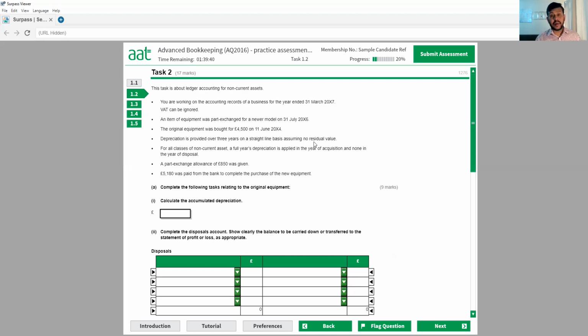If there is a residual value, we minus it from the cost and divide by the number of years. But if the question says there is no residual value, we don't have to worry about that. So 3 years. 4,500 is the cost, divided by 3. It will give me the depreciation per year.